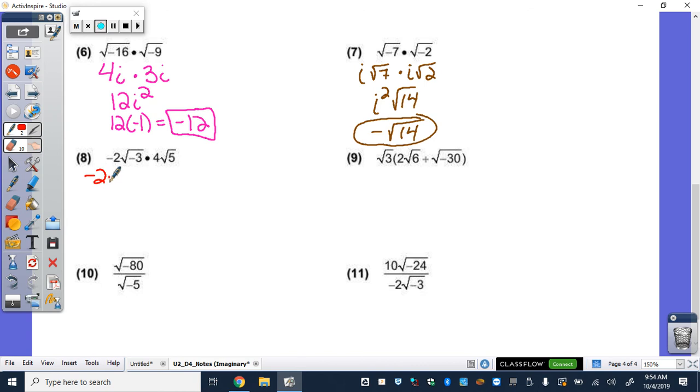8, again, we got to take out the i from that first radical. So it becomes -2i radical 3. Second one didn't have a negative, so that stays as 4 radical 5. So now when we multiply -2i times 4, will give us a -8i. And then under the radical sign, 3 times 5 gives me a 15. -8i radical 15.